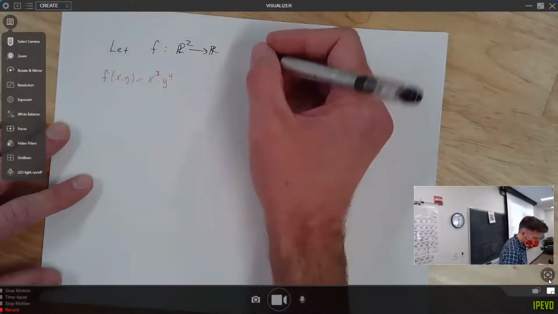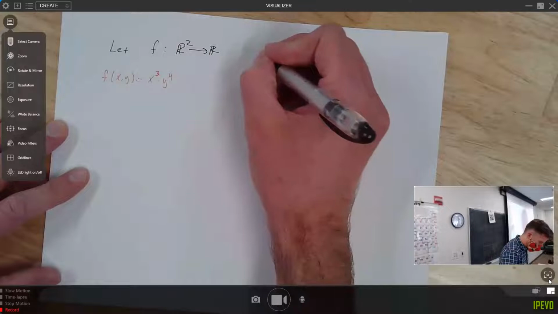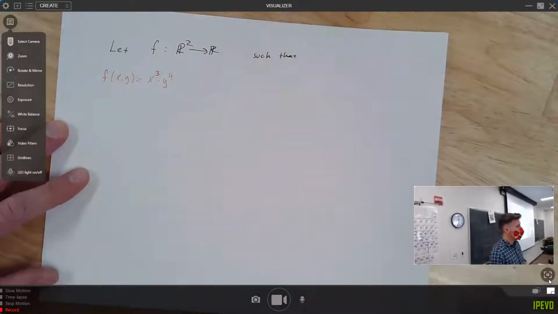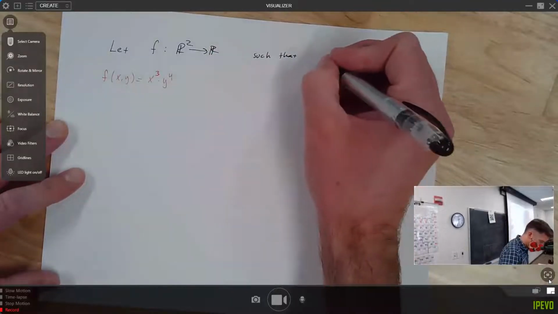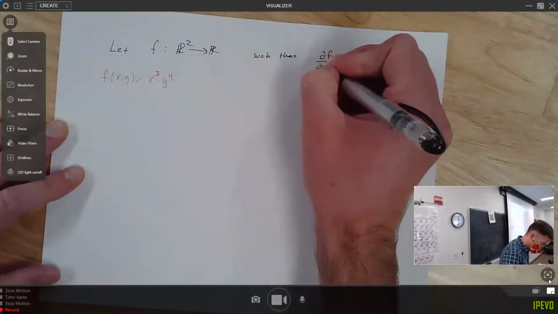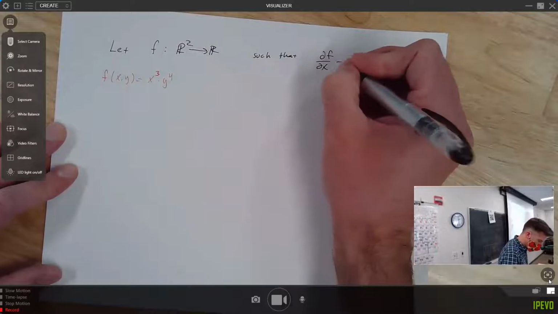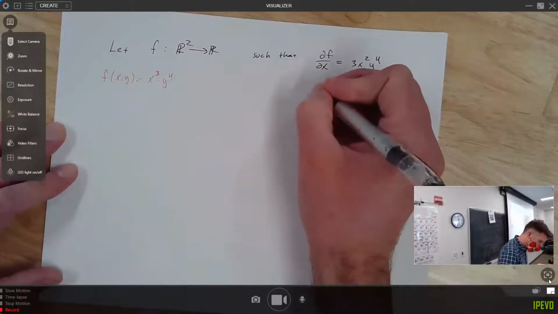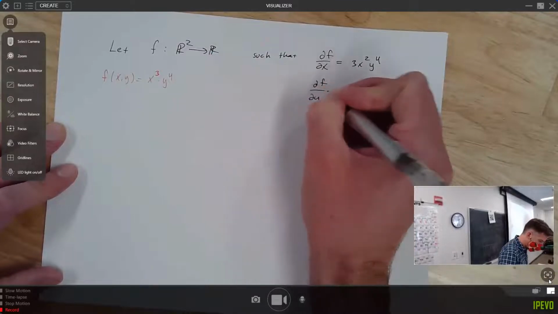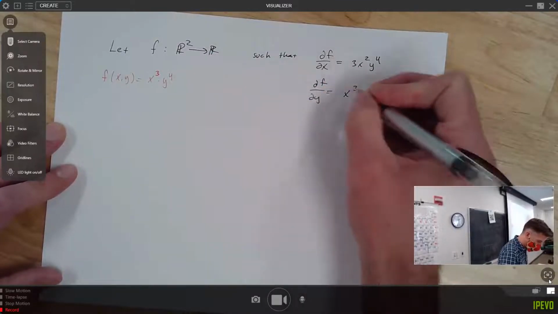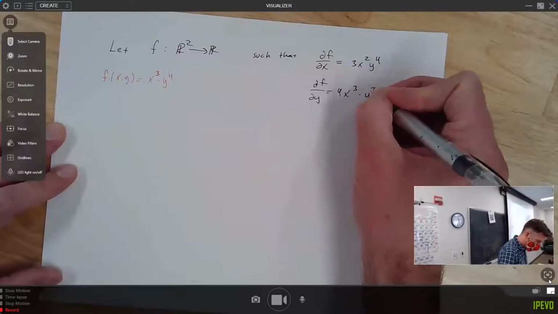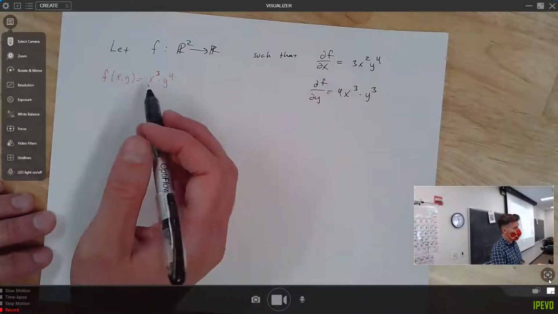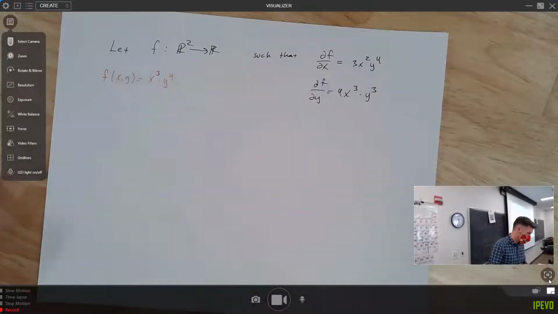And so this is a function such that, here's the information we're actually being given. The partial with respect to x, del f del x, is going to be 3x squared y to the 4th, and del f del y is x cubed times 4y cubed. So we're pretending like we don't know this information in red, because we don't actually need it.